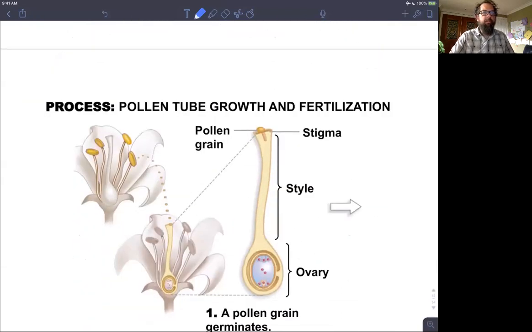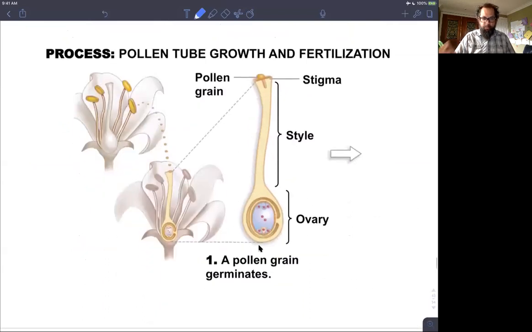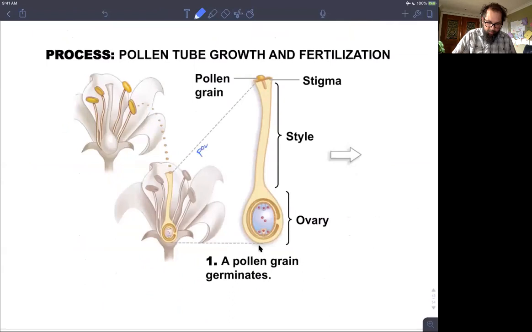And remember, that is pollination. Pollination is the movement of that pollen grain, the male gametophyte, to near the female gametophyte. And that pollen tube then is going to grow down through the style and actually into near the female gametophyte.